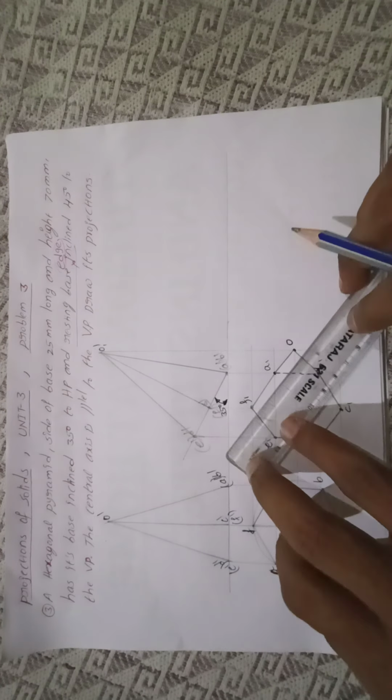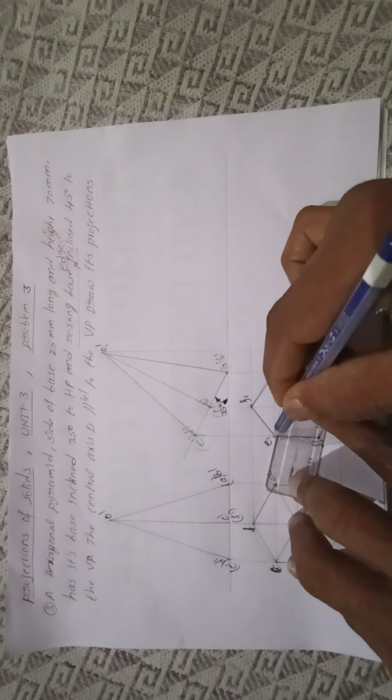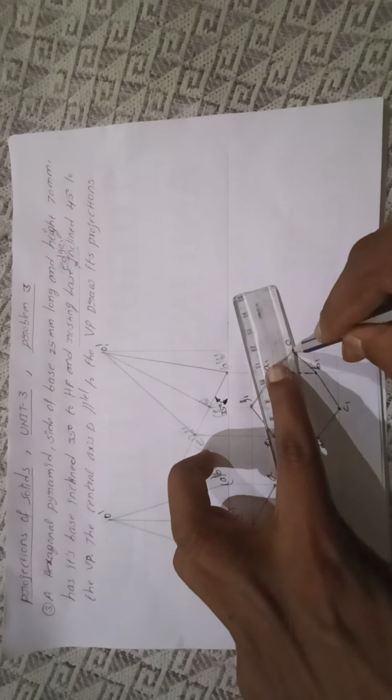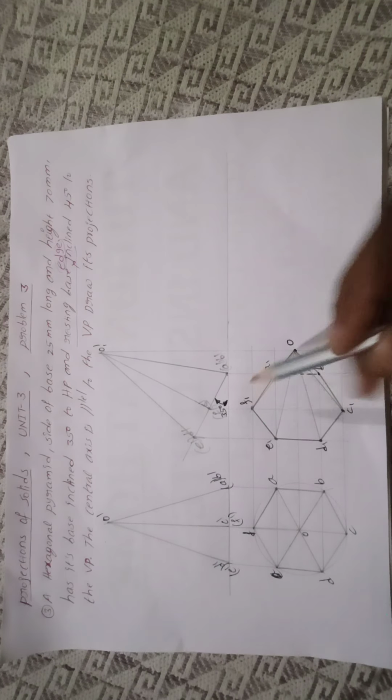Okay. Now join every point to the apex: OF, OE, OD, OC. Okay. Now this is the second view, base 35 degrees inclination.